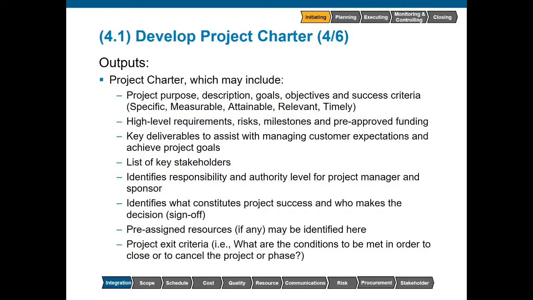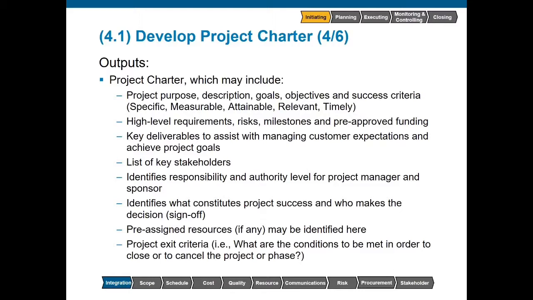The key output from this process is our project charter, which may include, and I do want to stress the word may, obviously we're going to want as much information as possible within the charter as it'll make our life easier moving forward. However, we may not always have as much information as we may like. The project's purpose, along with some types of success criteria.